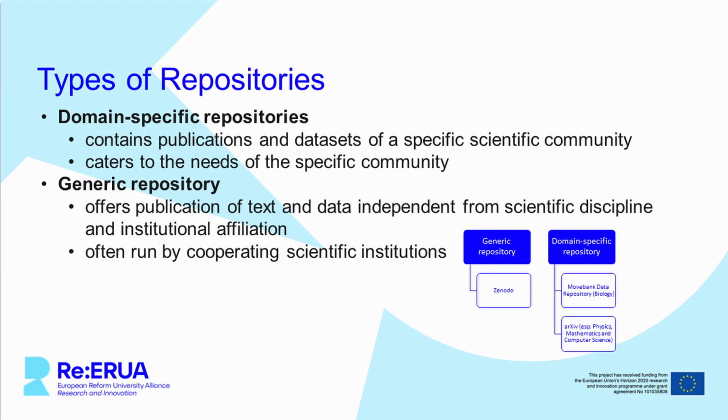Domain-specific repositories enable the publication of data and other scientific outputs from specific scientific disciplines. This leads to a relatively homogeneous content collection. This often makes domain-specific repositories a good place to start searching for data. Such a service can be strongly geared to the needs of the respective community through its focus. An example of a subject-specific research data repository would be the MoveBank data repository for animal tracking data, or arXiv, an archive for publications and preprints in physics, mathematics, and computer science in particular.